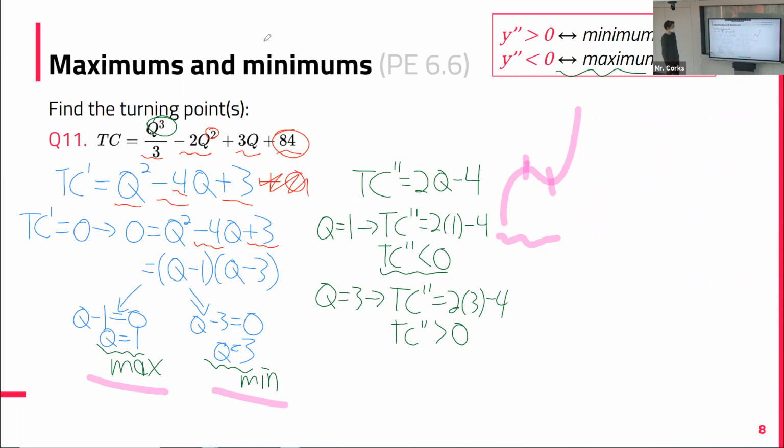Okay, so that's the process. Find the first derivative, set it to 0, solve for x, and then check in the second derivative.